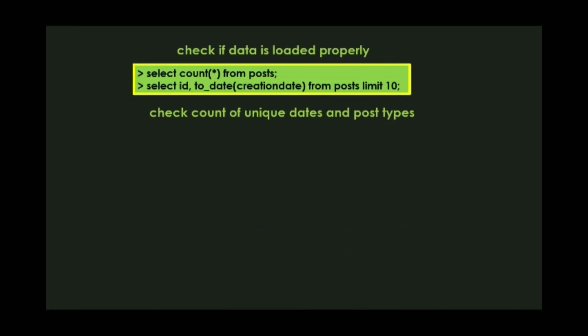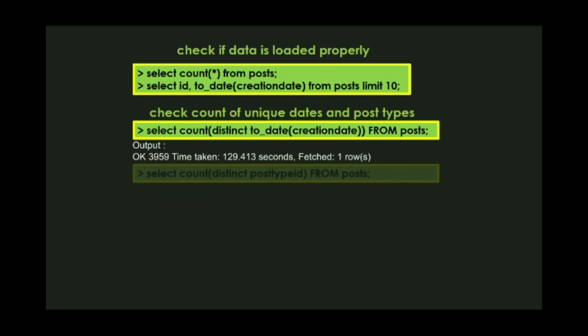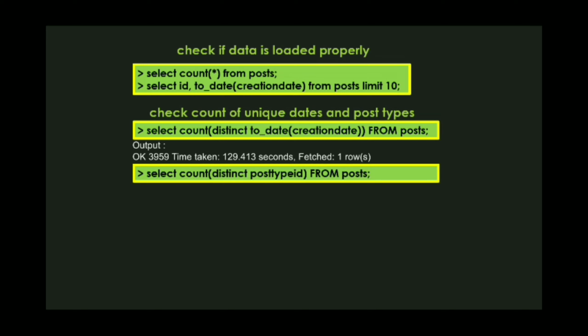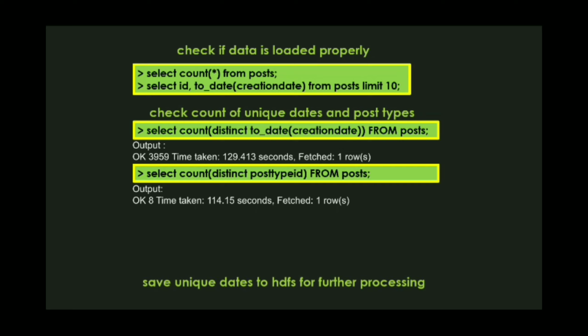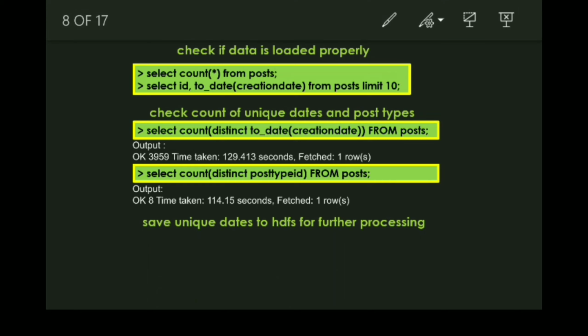The next step is to find out the number of unique days in our table. So we found that there are 3,959 unique days in our database. The next step is to check the number of unique post types in our table. We found that we have 1 to 8 post types. So the next step is to save unique dates to HDFS for further processing or for future reference.